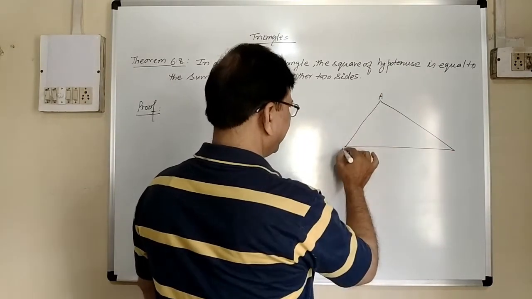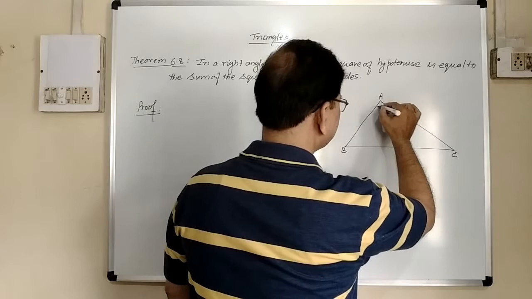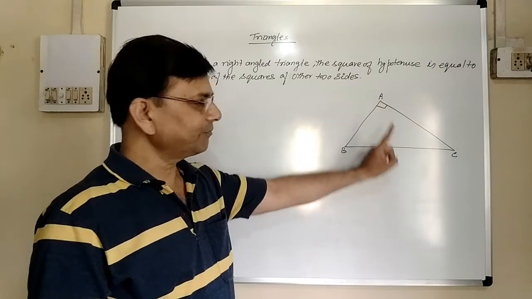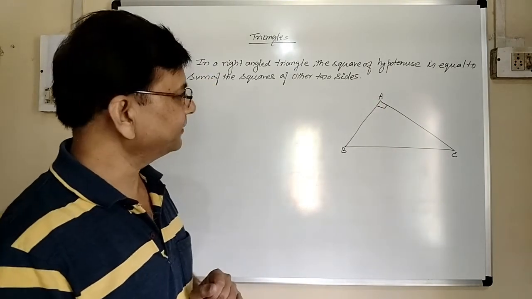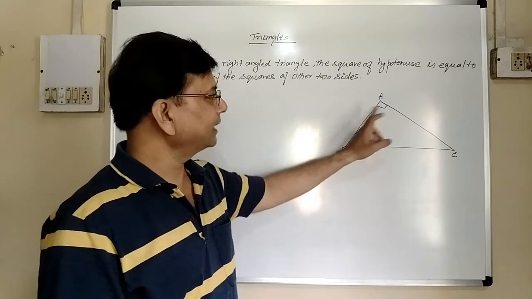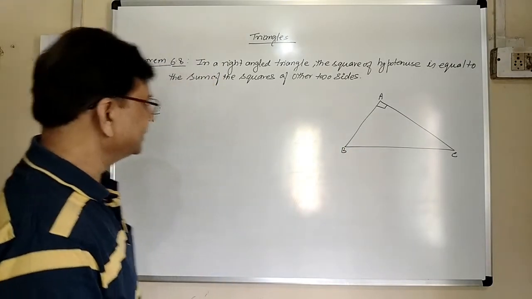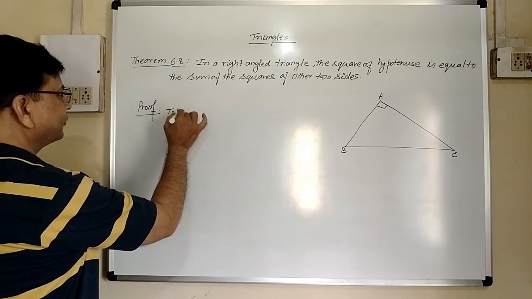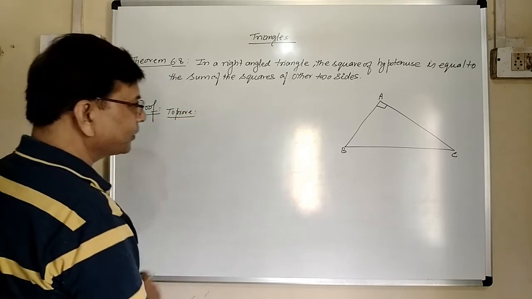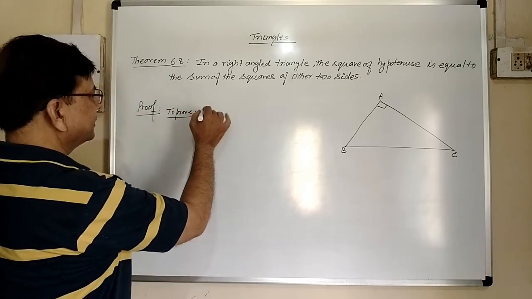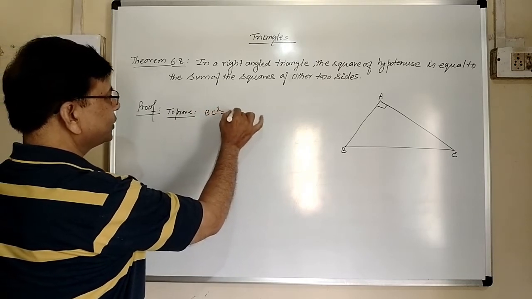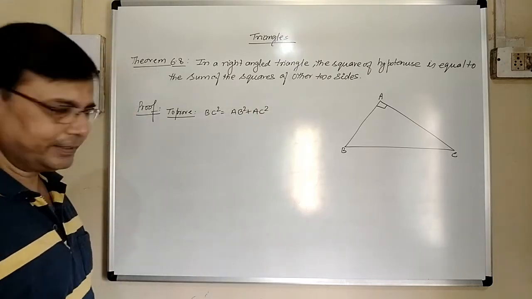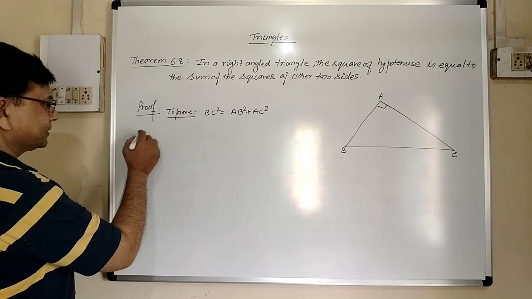Suppose ABC is a right angle triangle. We know the side in front of the right angle is called the hypotenuse. So BC is the hypotenuse and the other two sides are AB and AC. What is to be proved? BC square is equal to AB square plus AC square. Right? So we will go for construction.